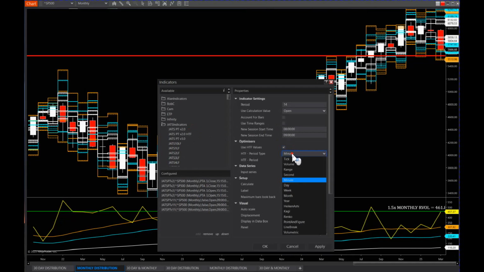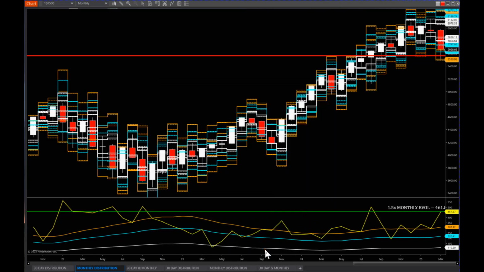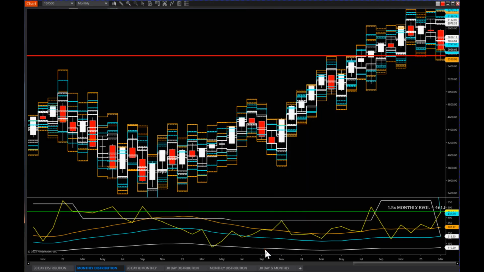So here we put a monthly 1 and then put this back in the panel 2. There we go. So you can see here how market went up to that 1 period 1 and came back down, and then once it broke it, that's when you got, look at that huge range expansion day. And then it came back inside the distribution, tiny bar, tiny bar.